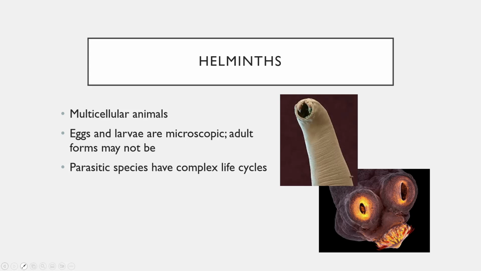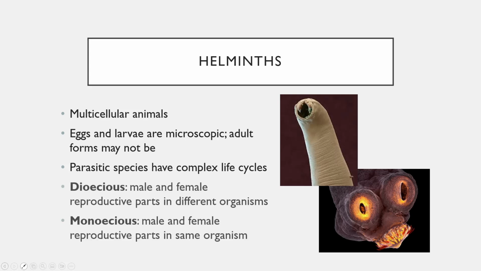And helminths can come in a few different reproductive forms, which also makes them unique as animals. They can be dioecious, which describes a helminth that has the male and female reproductive parts in different organisms. So, for example, humans are typically dioecious because the male and female reproductive parts reside in separate organisms. But there are some species that are monoecious, which means that the male and female reproductive parts are found in the same organisms. So biologically, they are hermaphroditic.